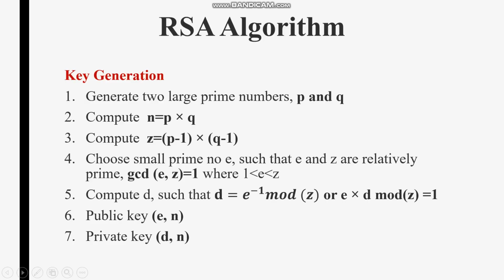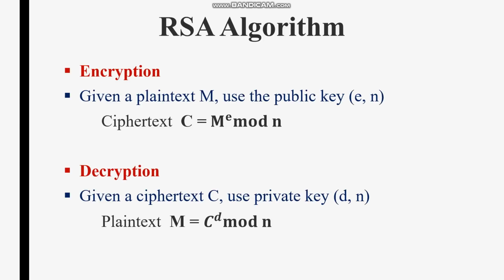Now we have generated both the public key and the private key. Now we should know what is the plain text that has to be transmitted. Let us assume a given plain text is represented as M. If M is the plain text that has to be transmitted, how do we perform encryption? Use the public key to perform encryption. The public key is E and N, the message is M, and you need to perform encryption and get the ciphertext.